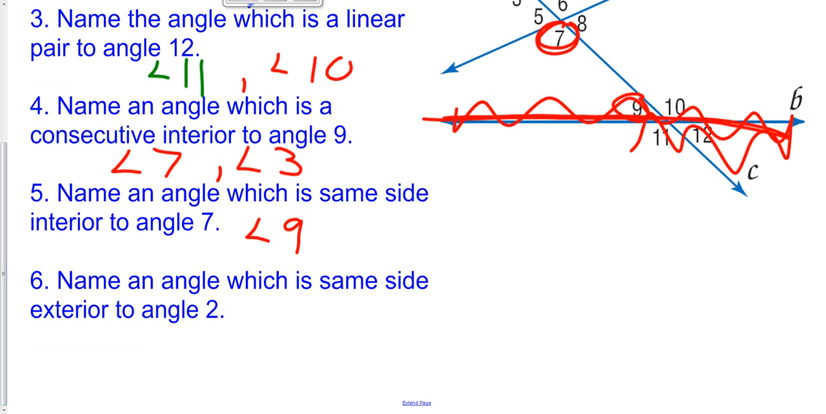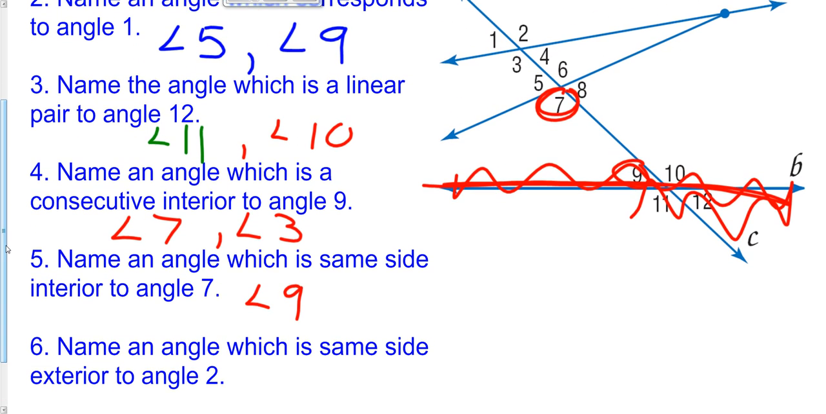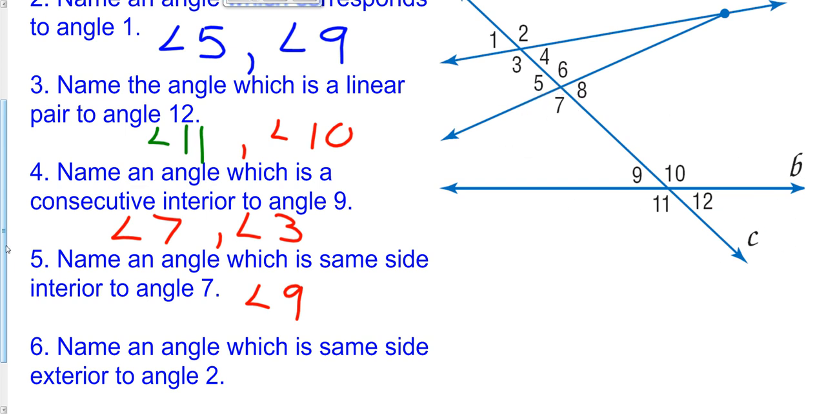Last one, number 6. Name an angle which is the same side exterior to angle 2. Same side exterior to angle 2. So here's angle 2. So the one that's on the same side exterior like angle 2 is angle 8. And the other one, if we don't worry about these 4 angles, same side exterior, is angle 12.